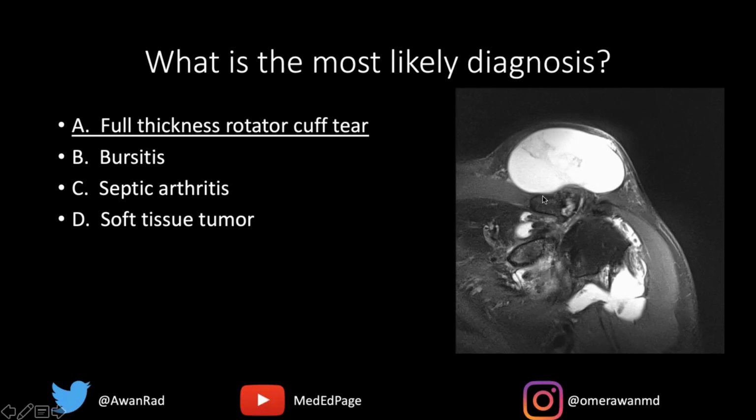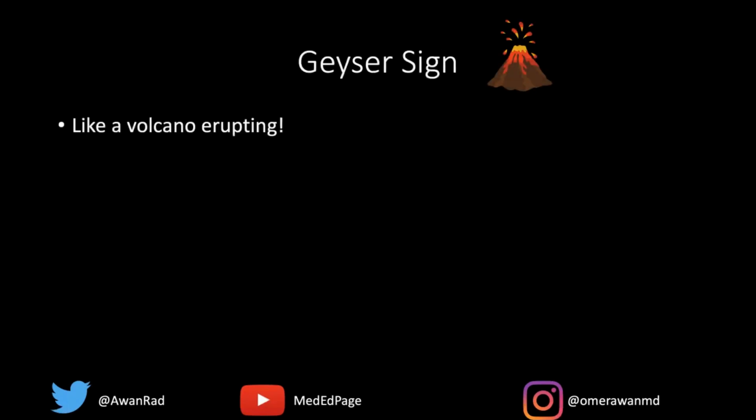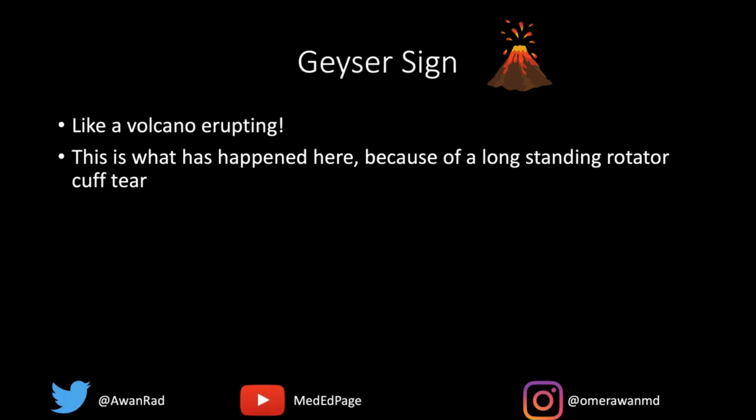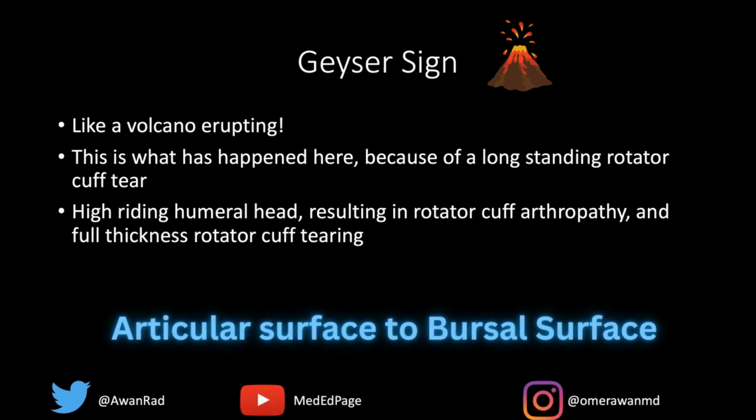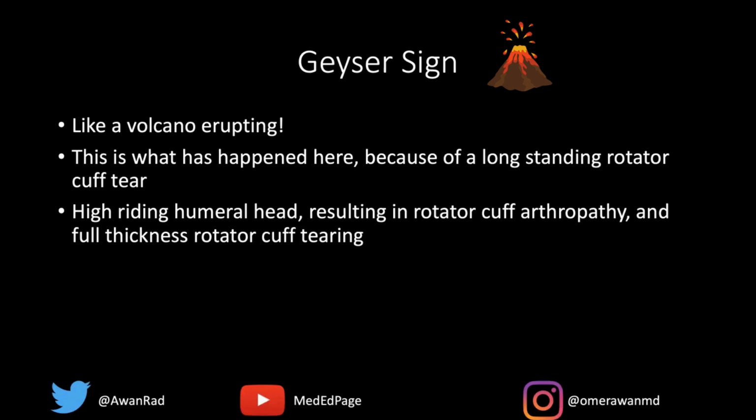And this is not a common finding, but when we see it, it indicates that there's a full thickness rotator cuff tear, because there has been a high riding humeral head with rotator cuff arthropathy, and there's a long-standing rotator cuff tear that's full thickness. It traverses the entire thickness of the rotator cuff tendon from the articular surface all the way to the bursal surface, right?